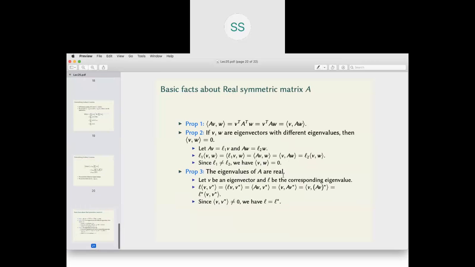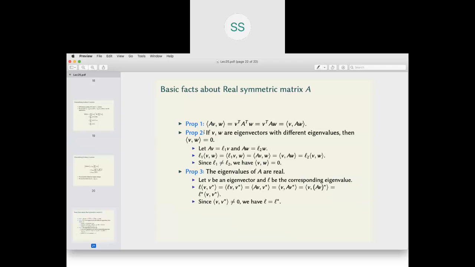Right now, I just want to give you a brief overview about why real symmetric matrices are special. Why do they have orthonormal decomposition? So one is that the eigenvectors form an orthonormal decomposition, and two, the eigenvalues are all real. Why is that? So first, proposition 1 is easy to see. The inner product of Av and w, let v and w be any two vectors. This is nothing but v transpose A transpose w, but A transpose is A, so we can write it as v A w.